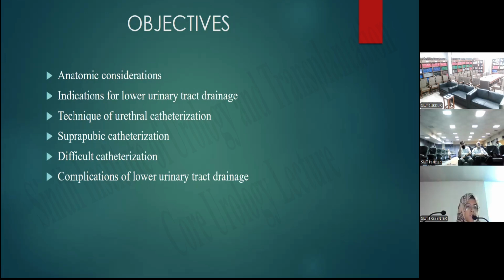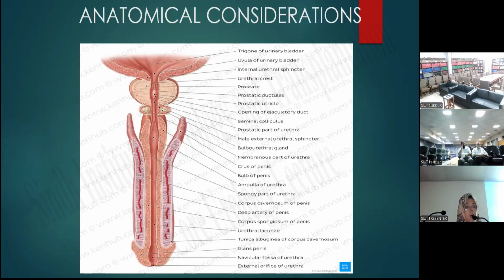First of all, considering the anatomy of the male, it is a hollow tube measuring around 18 to 20 centimeters in length, divided into the anterior and the posterior urethra. The anterior urethra is further subdivided into the pendulous or penile urethra and the bulbar urethra. The pendulous urethra is surrounded by the corpus spongiosum, and the bulbar urethra is surrounded by the bulbospongiosus muscle. It is 16 centimeters in length. The posterior urethra is the shorter one, 4 centimeters in length, and consists of the membranous urethra and the prostatic urethra.